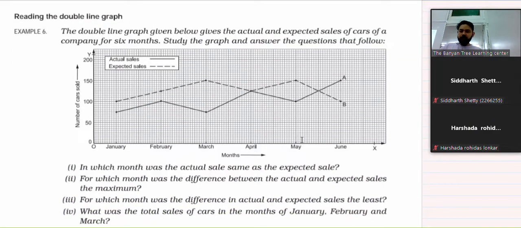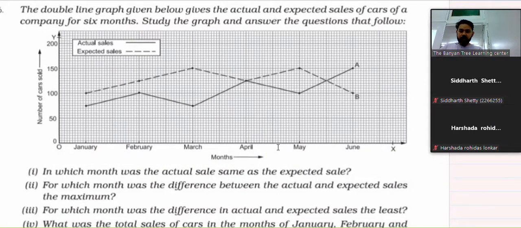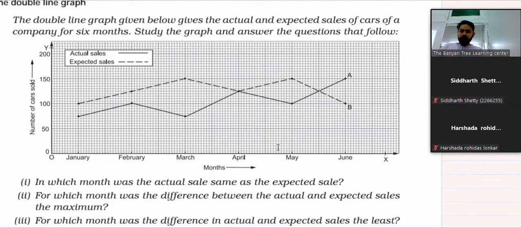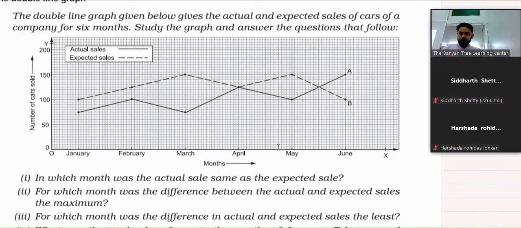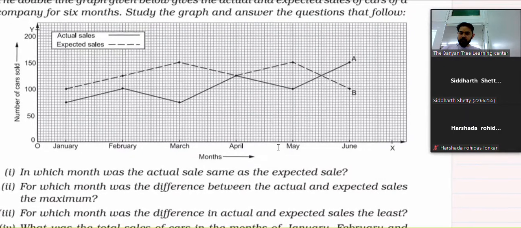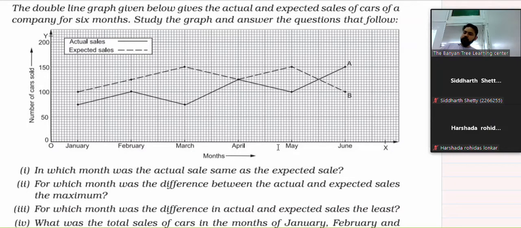The double line graph given below gives the actual and expected sales of cars of a company for 6 months. Study the graph and answer the questions that follow. Actual sales is shown by what? Dark line. Expected sales? Dotted line. Tell me, in which month was the actual sale same as the expected sale? April. Because then you get April and May.